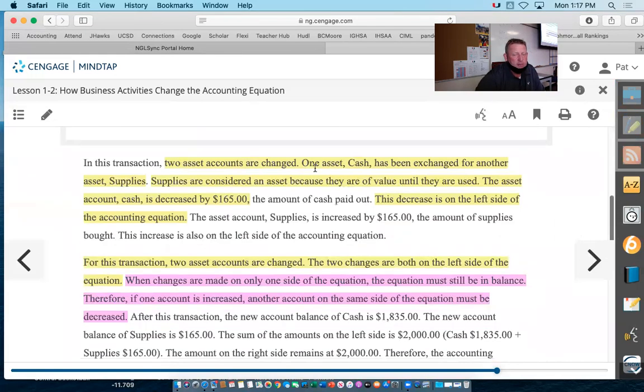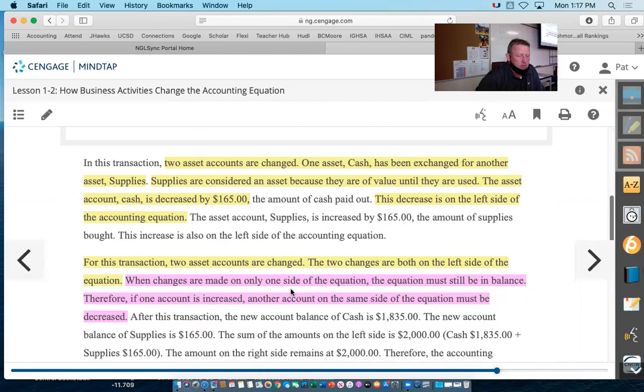The next paragraph talks about it. In this transaction, two assets are changed. The asset account is decreased. The decrease is on the left side. When this transaction changes, they're both on the left side. In order to make the equation equal, one must be increased and the other one must decrease.